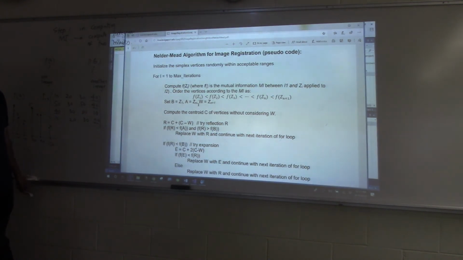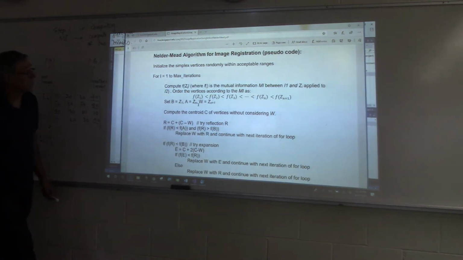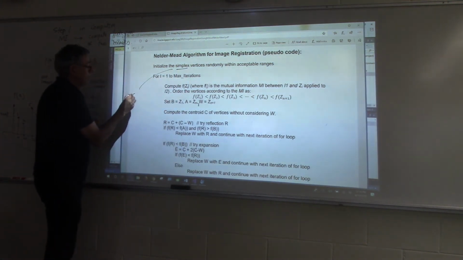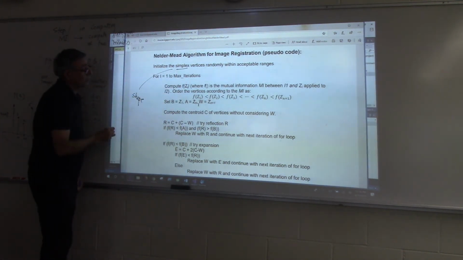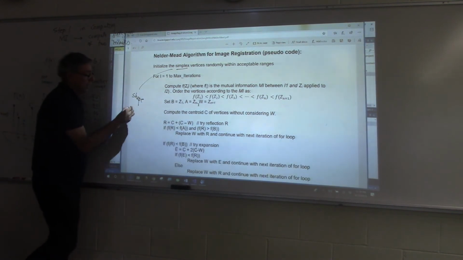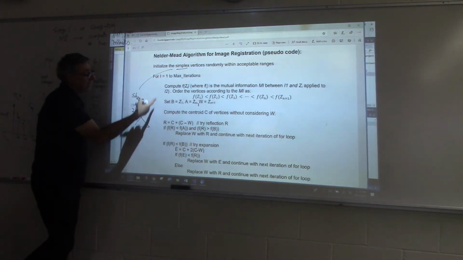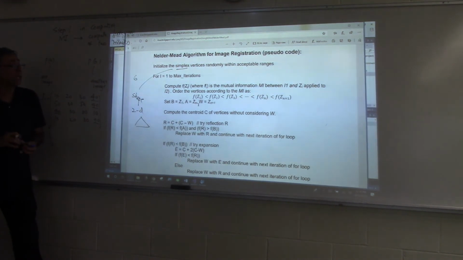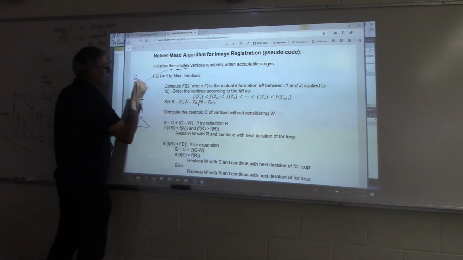Initialize the simplex vertices. Simplex is basically the shape I was looking for, the technical name for it. If we have 2 unknowns, then our simplex will be a triangle. In our case, we had 6 unknowns to solve for, so it will be a 7-dimensional simplex.